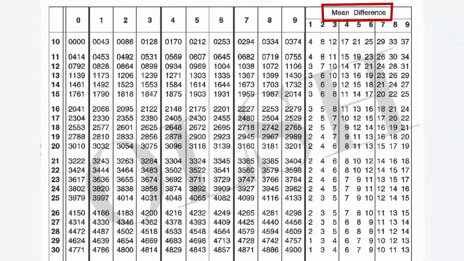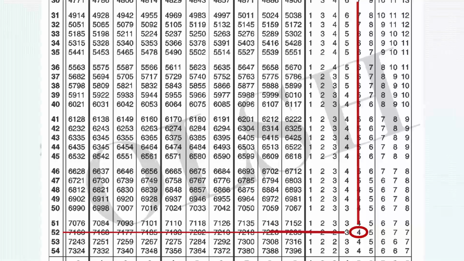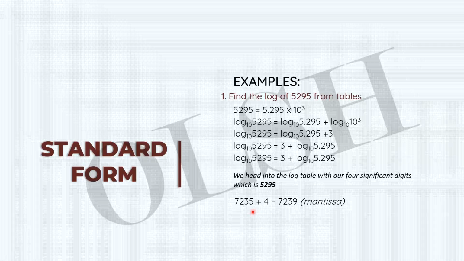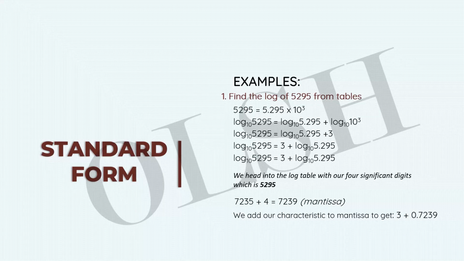We read the column that has 5 written in it because that's our 4th digit. Once we see the column, we read off where that column coincides with row 52, and we would have the value there to be 4. So if we add it to what we had previously, we would have 7235 plus 4, which is 7239, and that gives us our mantissa. So we add our characteristic to the mantissa. If we do that, we're going to get 3 plus 0.7239. Remember, the mantissa is the decimal part. So we're going to get 3.7239.